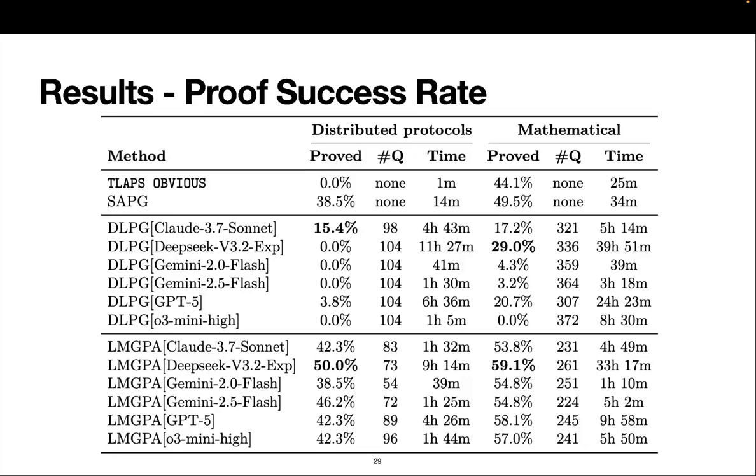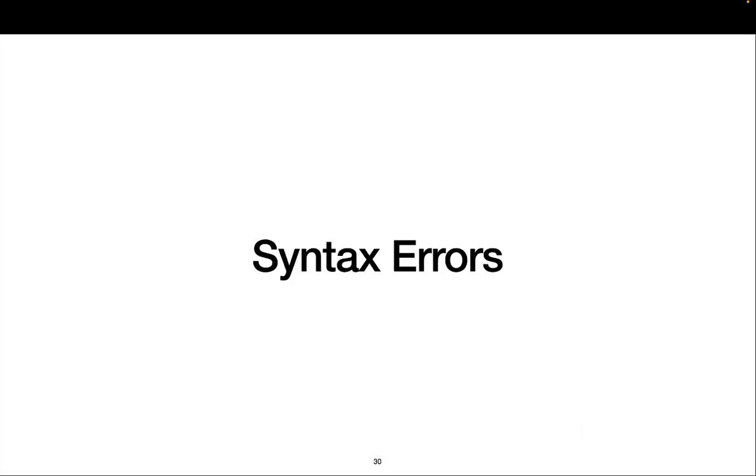Most DLPG configurations prove very few theorems, often 0, but LLM-GPA reaches up to a 50% success rate with the DeepSeek model. So LLM-GPA consistently performs better than DLPG in our experiments. One of the reasons is the syntax error problem we mentioned earlier. Let me show you the data on that, the syntax errors.